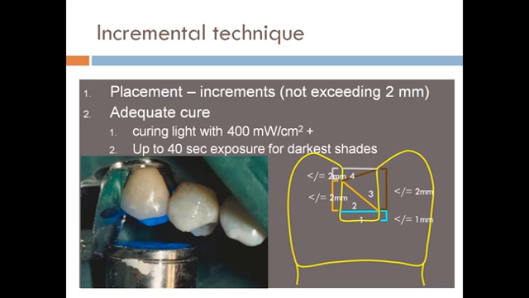The other reason why we do incremental technique is to guarantee adequate cure. So if you try to do, say, a cavity that's got 5 millimeters in depth, and you try to put all the 5 millimeters of composite at once, chances are that the light's not going to penetrate past the second or the third millimeter to the same extent as it does on the top. So the reason why we do increments that are always less than 2 millimeters is to ensure that you have at least 16 joules, and we'll talk about how to calculate that value of energy going through the composite.